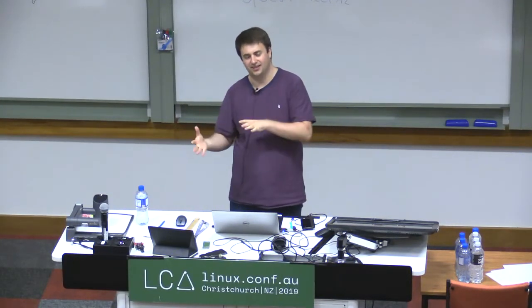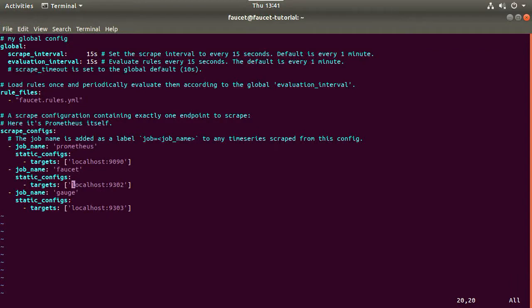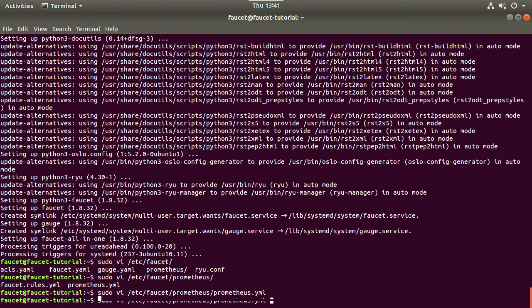We load a rules file, and in Prometheus what you can do is you can take data and make other data. So it can ingest a bunch of metrics and then do a bunch of computation and produce new metrics. So I'll show you what we do for Faucet in a second. And then what we have here is a job called Prometheus, so we're telling Prometheus to monitor itself. We're telling it to talk to Faucet on port 9302 and Gauge on 9303. At the moment, everything's running on my laptop, so everything's going to be localhost.